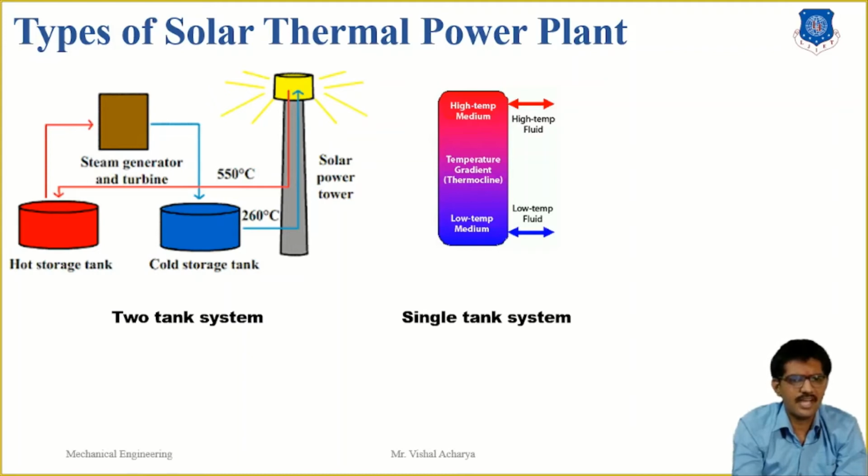The two tank direct storage was used in early parabolic trough power plants such as the Solar Electric Generating Station and Solar Two in California. The plants used mineral oil as a heat transfer and storage fluid, and also used molten salt. Here is another method, the two tank indirect system.